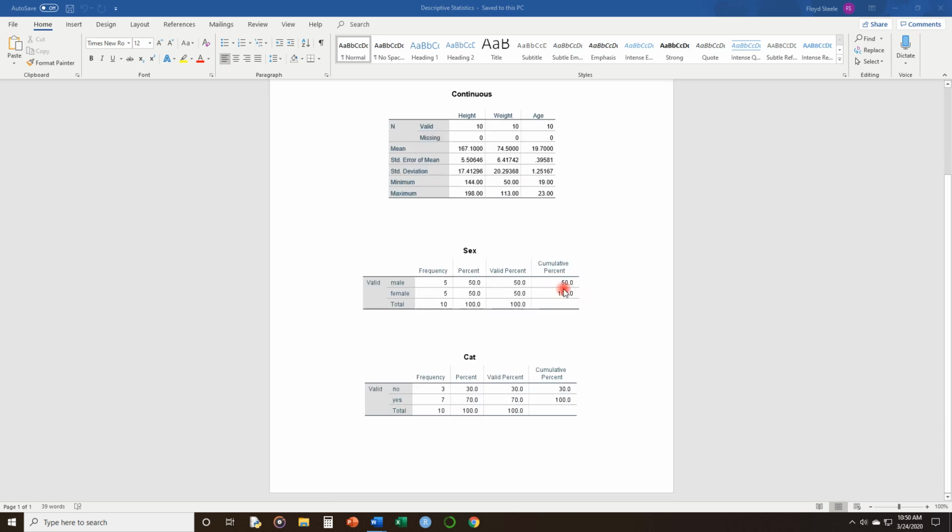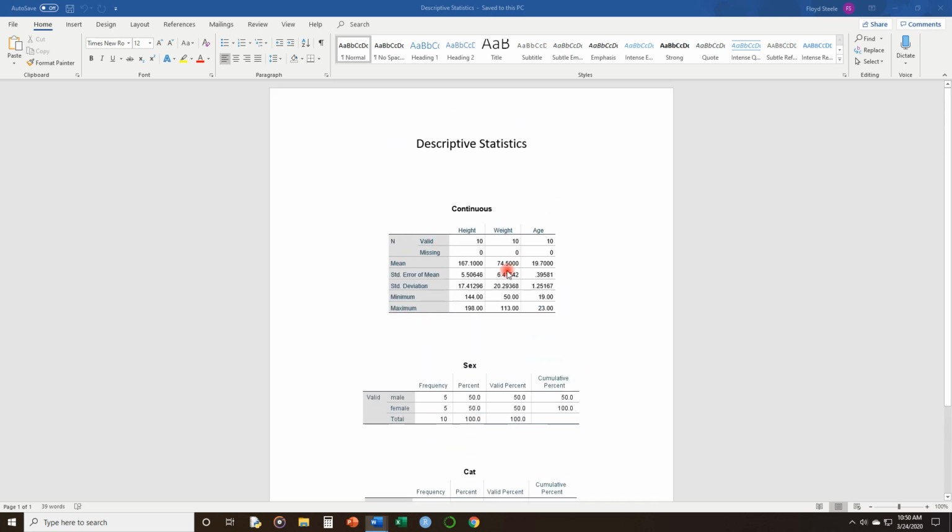And then there are the two factors, or categorical variables, that are broken up into 2 levels. So they're binary: sex, male and female, and cat status. If you own at least one cat, you fall into the yes level of the factor.